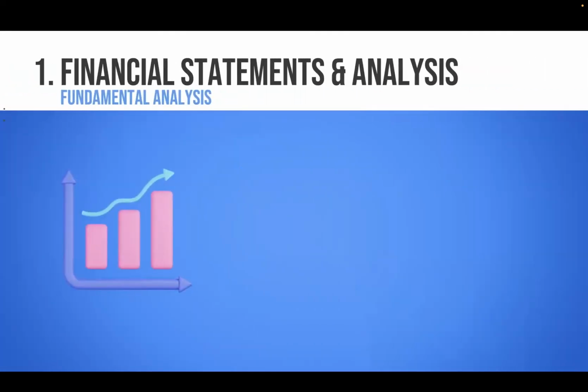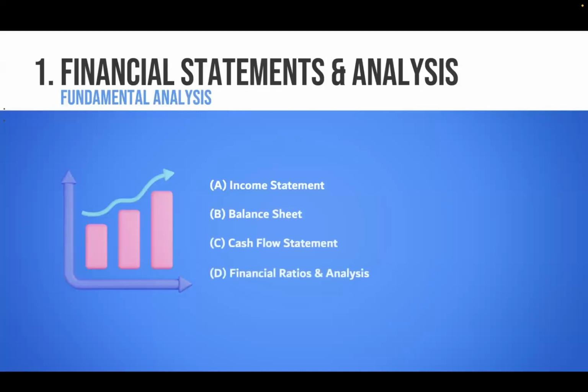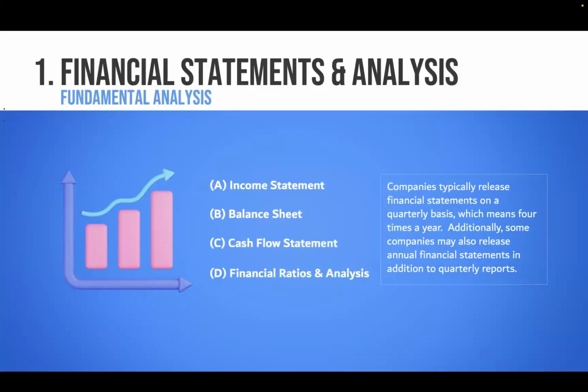So starting with financial statement analysis. For fundamental analysis, there are 4 financial statements: income statement, balance sheet, cash flow statement, financial ratios, and analysis of all of that. And usually what happens is these 3 statements are released during the earnings call. The quarterly earnings happen obviously every quarter. So these statements will be released 4 times in a year. In many companies, they even release the annual statements. That means a yearly statement. So we have access to all of this data.